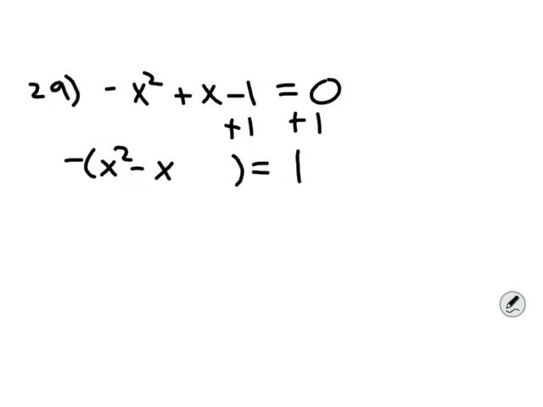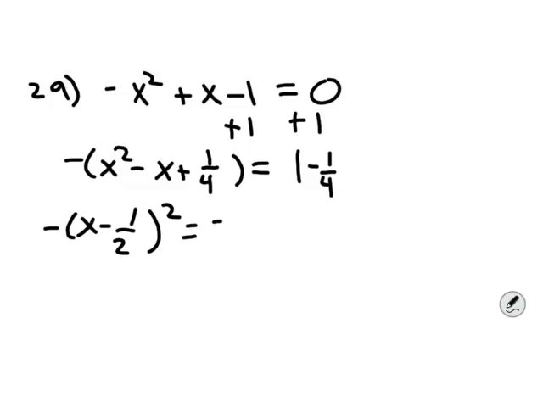So now we take half of 1, which is 1/2, and square it. That's 1/4. So now we're going to have to subtract 1/4 from the right-hand side because we have to do negative 1 times 1/4. So now we know this thing factors to x minus 1/2 squared equals 3/4. So now we just need to multiply or divide by a negative 1. And then we're going to have to take the square root of both sides.